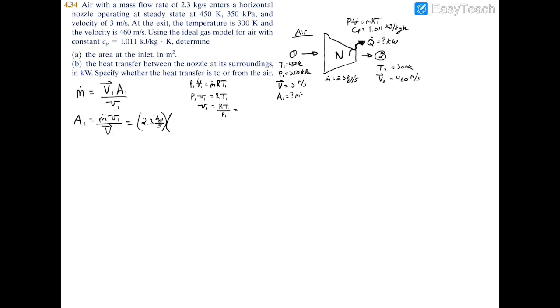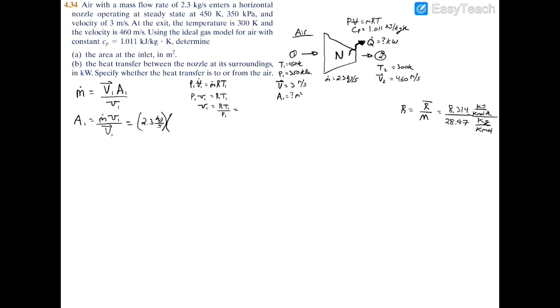So set this equal to, what is your gas constant? Your gas constant equals your universal gas constant divided by your molar mass. And your universal gas constant is, of course, 8.314. And your molar mass for air is 28.97. Your unit for your universal gas constant is kilojoules per kilomole Kelvin. And your unit for your molar mass is going to be kilograms per kilomole.